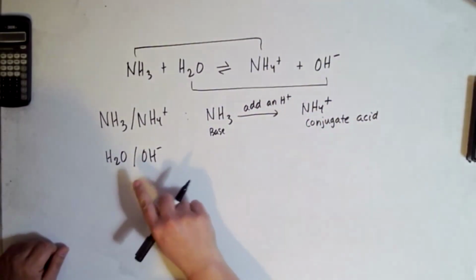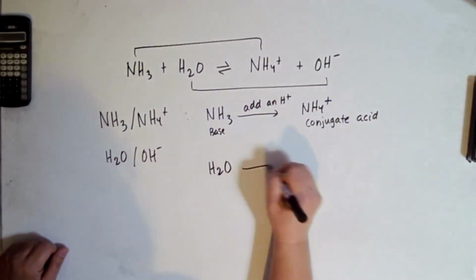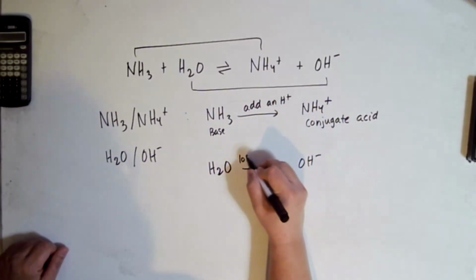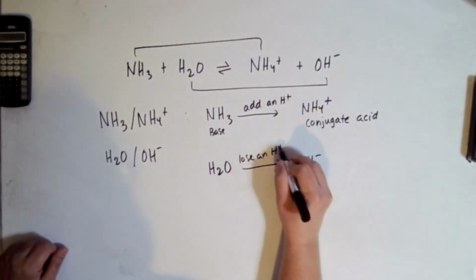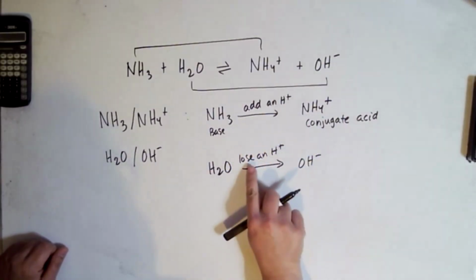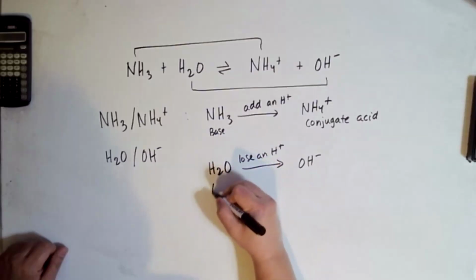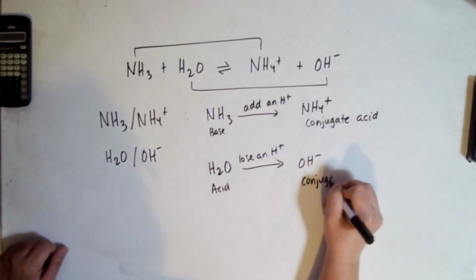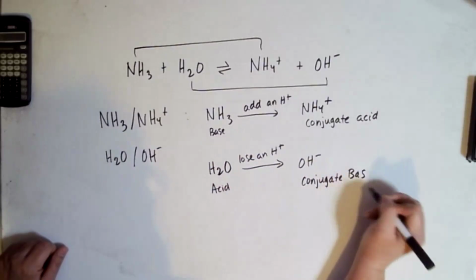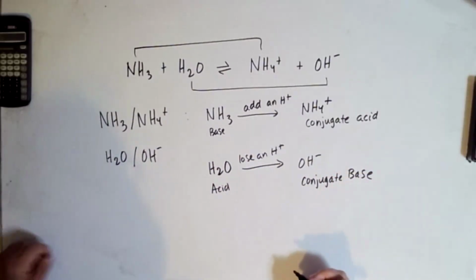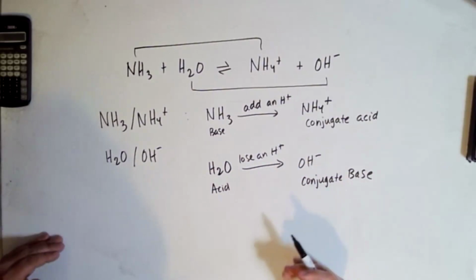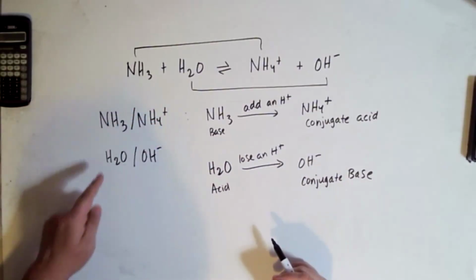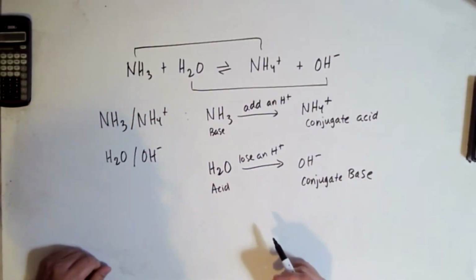Okay. For our other one, we have H2O. And for H2O to become OH minus, it has to lose a proton. It has to lose an H plus. And when something loses an H plus, that means that it starts as an acid. And if it loses an H plus, it forms the conjugate base. Okay. And any acid-base reaction is going to have one base that turns into a conjugate acid and one acid that turns into a conjugate base.